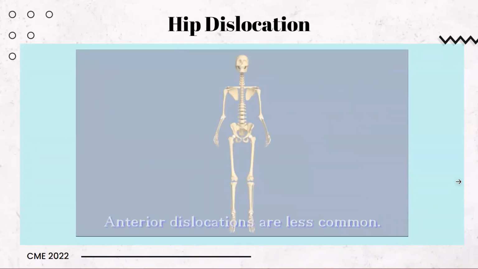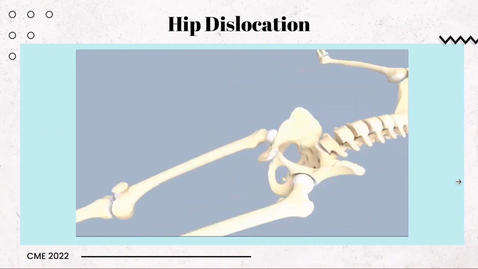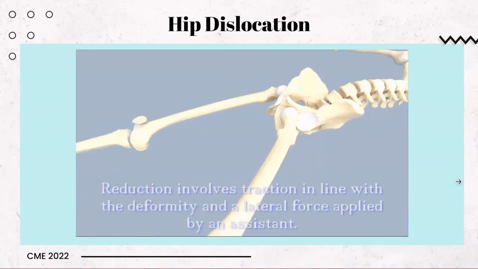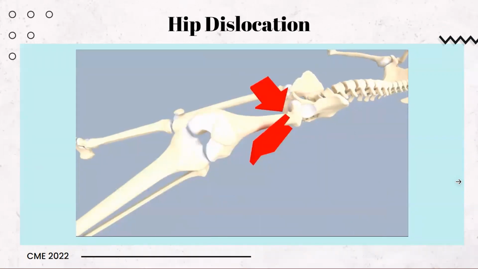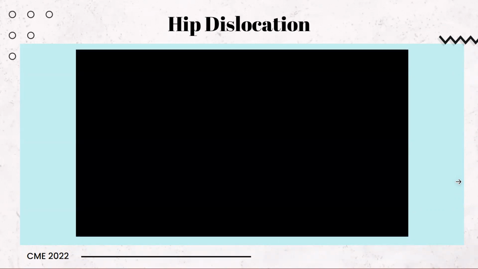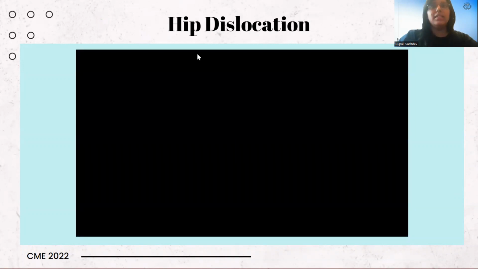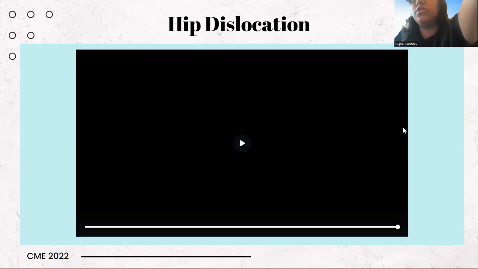So anterior dislocations are obviously less common. You will give traction in line with the deformity and you apply a lateral force to bring it back. Okay. This video, I remember watching it even during my final year exams because orthopedics is better visualized than read through a textbook. Okay. Did you guys understand this? Hip dislocation and fracture, pelvis fractures?